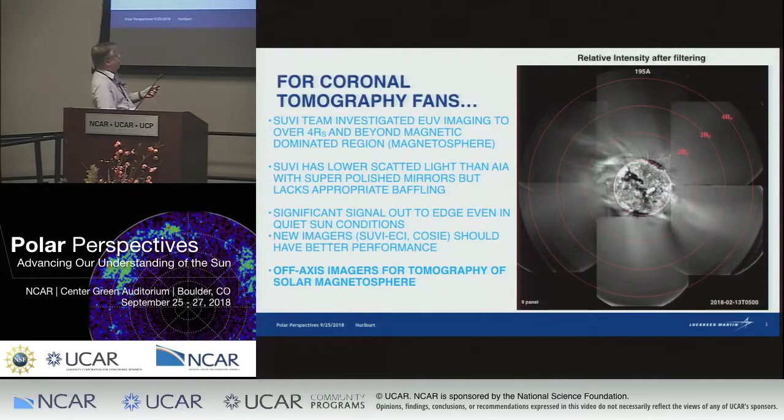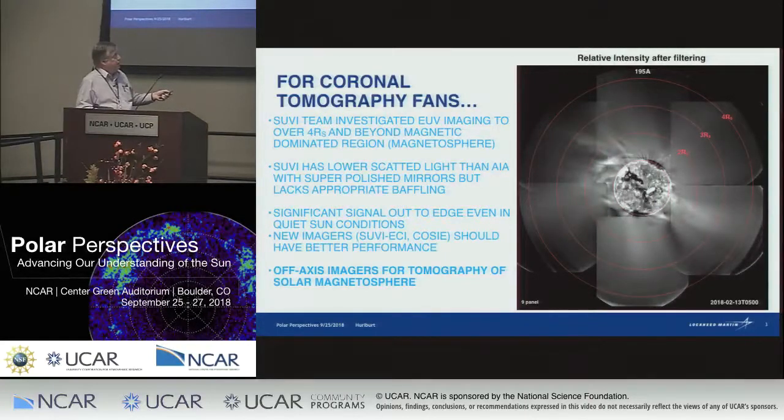Now SUVI wasn't designed to do this. But one of the advantages it has over AIA is that the mirror is highly polished, so it has lower scattered light. You can see dimmer things. The one thing it's not designed for is to point off axis, so there's baffling issues. So there's a lot of stray light. This is highly processed by Dan Seaton, trying to remove as much of that stray light as possible.